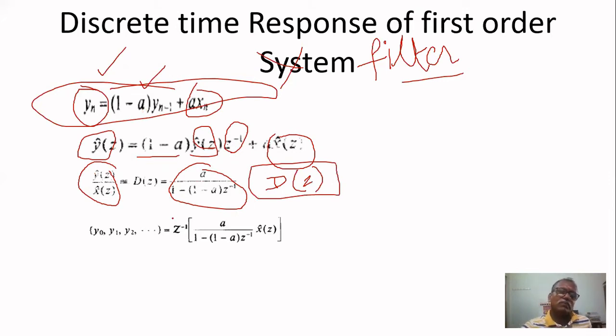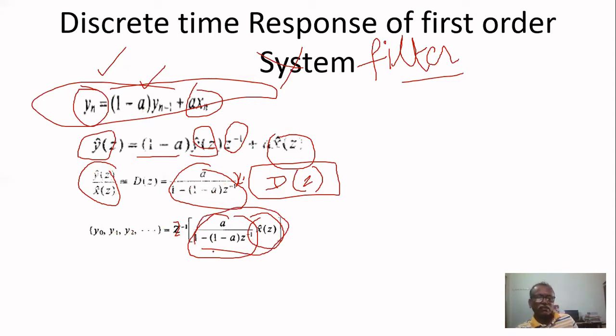If you want to find the response for that filter, multiply the filter transfer function by the input and find the Z inverse. So a by 1 minus (1 minus a) Z power minus 1, into input X of Z, will give Y of Z. Taking the Z inverse, you will get y0, y1, y2, and so on, an infinite series, by substituting various n values.